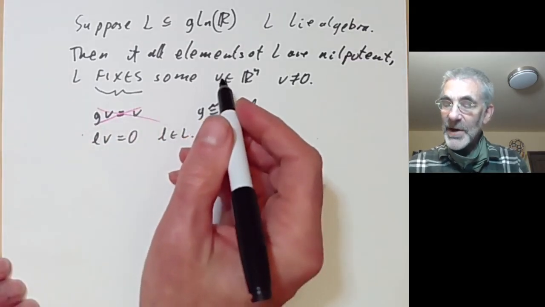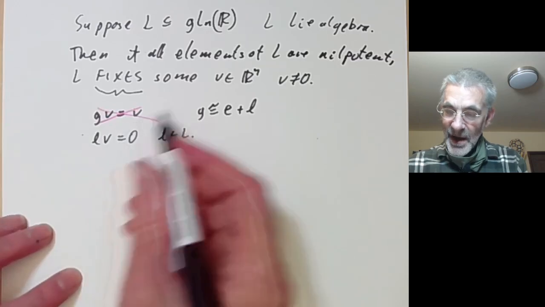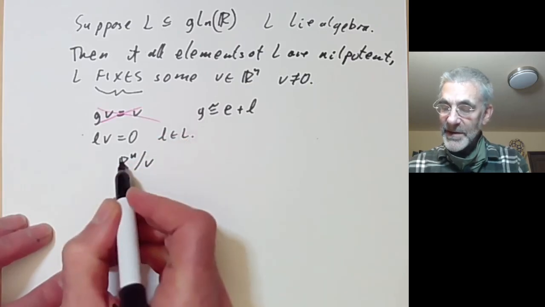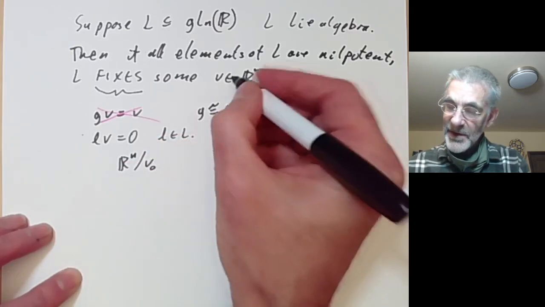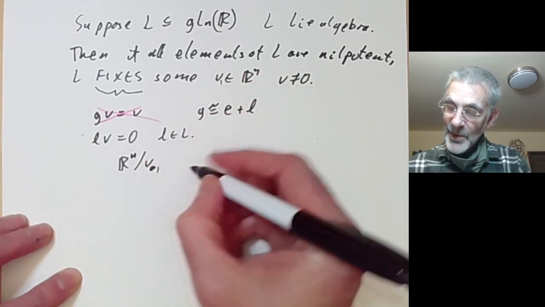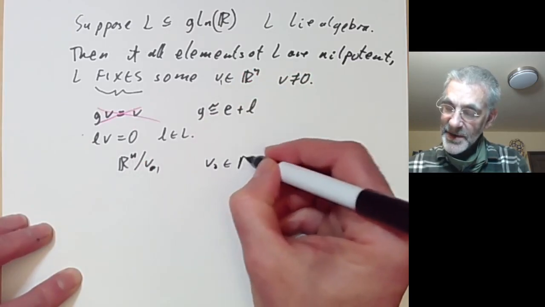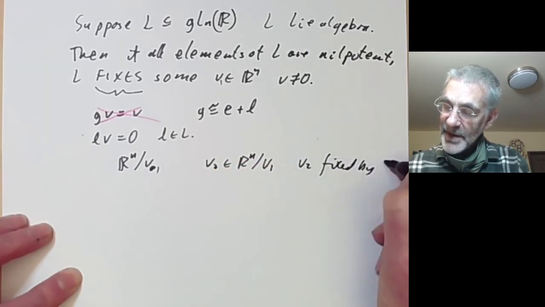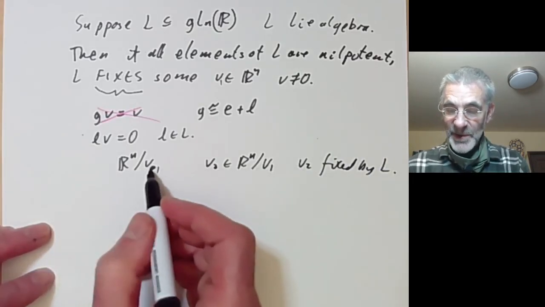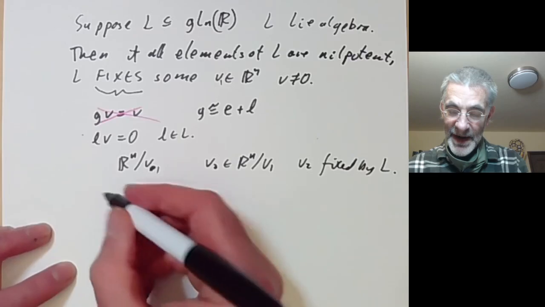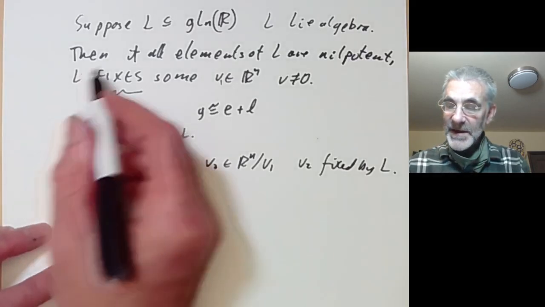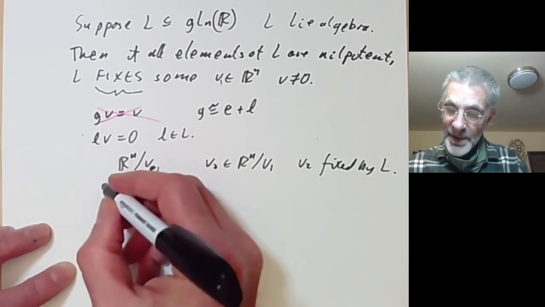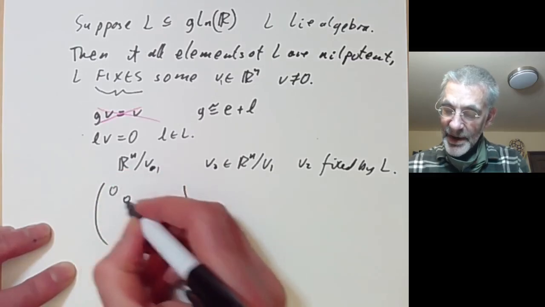This still doesn't seem to have much to do with nilpotent matrices, but now we observe that we can repeat this with R^n modulo v. Let's call this V0, let's call it V1, and we can find a vector v2 in R^n over V1, which is fixed by the Lie algebra L. And we can continue like this. We get v1, v2, and so on up to vn. And if we use these vectors as a basis for R^n, then all elements of L are strictly upper triangular.